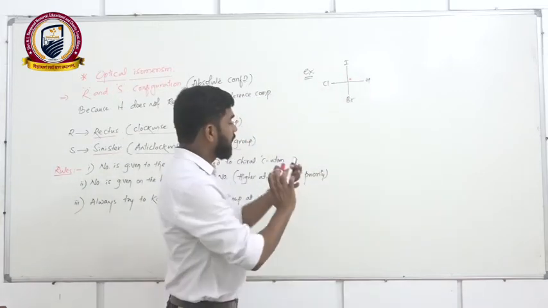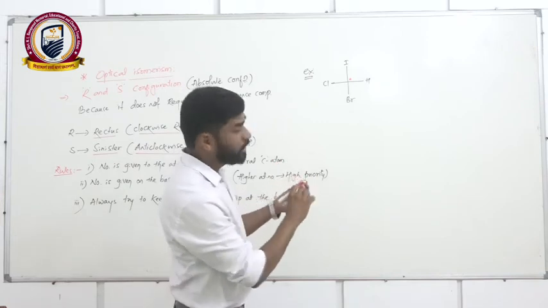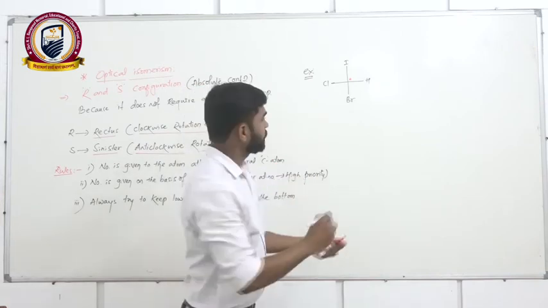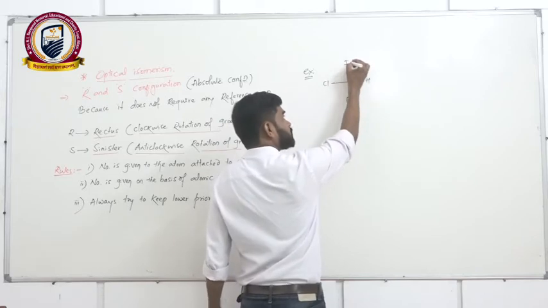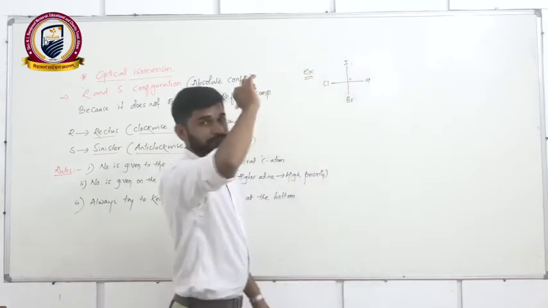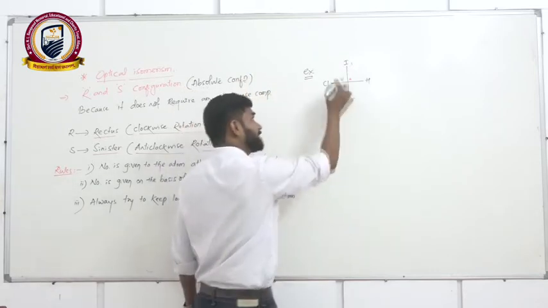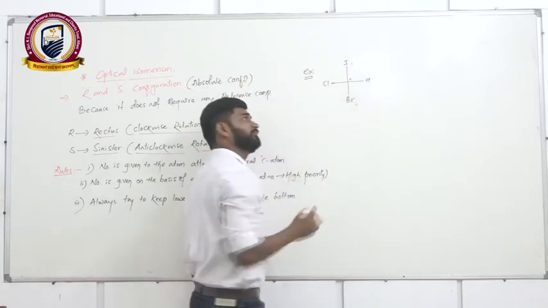Priority should be given on the basis of atomic number. So iodine, which has the higher atomic number, will have the higher priority. And bromine, next to iodine, will have the next priority.